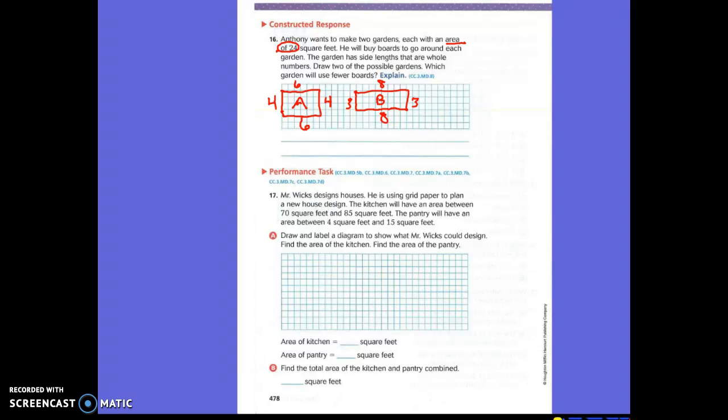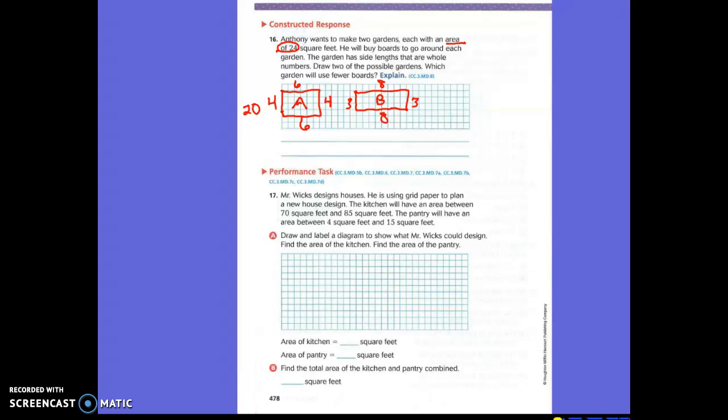I like to do big numbers first. 6 plus 6 is what? 12. 4 plus 4 is what? 8. What's 12 plus 8? 20. Okay, so the perimeter is 20 for A.